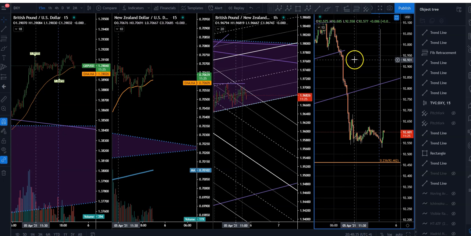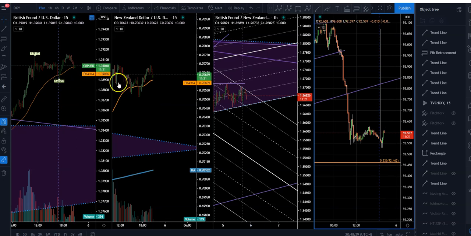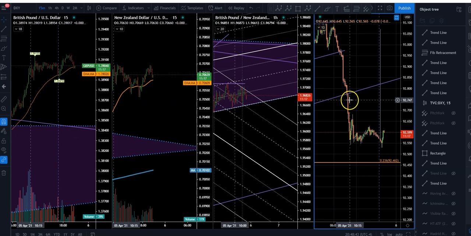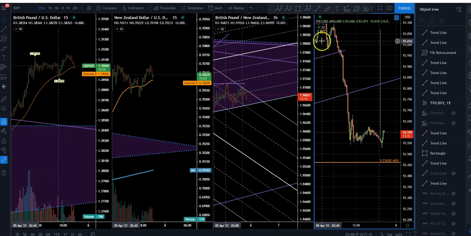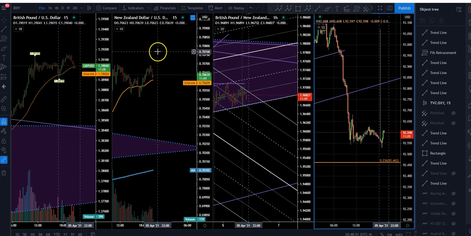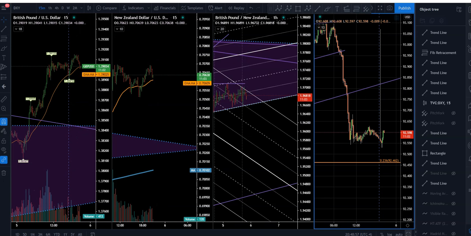Now this DXY is affecting both of these pairs. It's just a matter of which one's going to move faster or slower. If for whatever reason the dollar goes down but the New Zealand dollar still goes up, you're going to see a faster increase on the New Zealand dollar. So you got to kind of understand all four of these in order to trade an individual pair, like the Britain pound against the dollar.